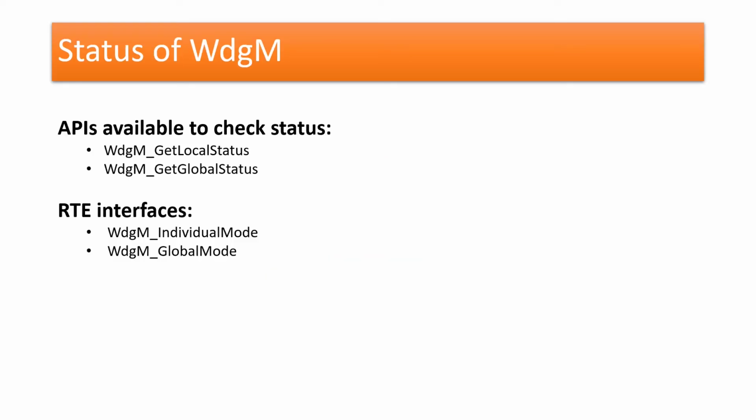Status of the Watchdog Manager. We have 2 APIs available to fetch the global and local status of supervised entities. With the local status API, we need to provide the SE ID. 2 distinct port interfaces are available for informing the RTE using mode switch ports. Only a single port will be available for the global mode, and individual modes can be as many as the supervised entities configured in the Watchdog Manager.